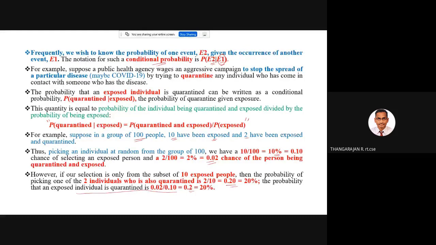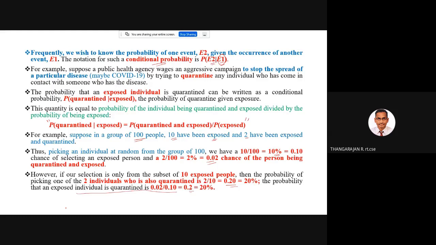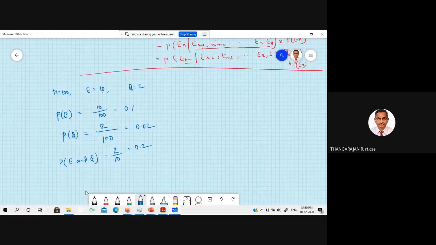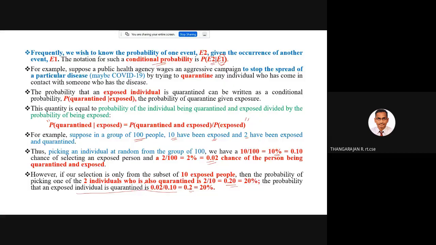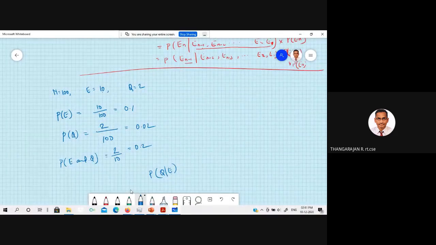Now what you have to do is you have to take both, so you have to apply the formula. What is it that we want? We want the probability that a person is quarantined given that he is exposed. This is what we want. We want the probability that an exposed individual is quarantined. So he is exposed. You know that he is exposed. Knowing that he is exposed, what is the probability that he is quarantined?